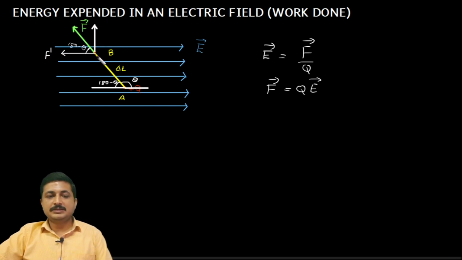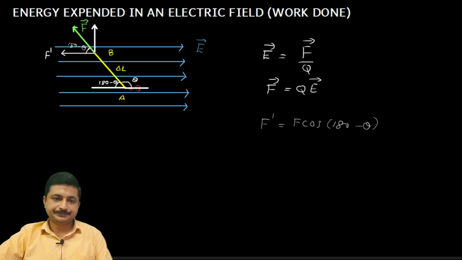So what I am doing is considering F dash, which is the horizontal component of the actual force, which is exactly opposite to my field. I am interested in the maximum force which is required by me to push this charge from point A to point B. That's why I am considering only the horizontal component. Hope that is clear. So going with that explanation, I can easily write F dash as my actual force magnitude multiplied by cosine of angle, that is 180 minus theta. Till here it is very clear.